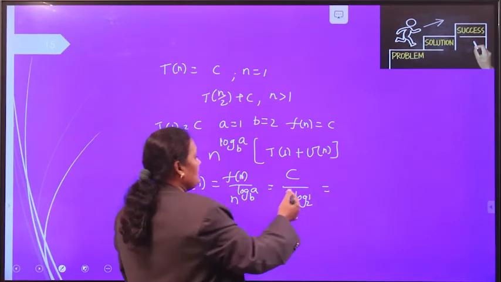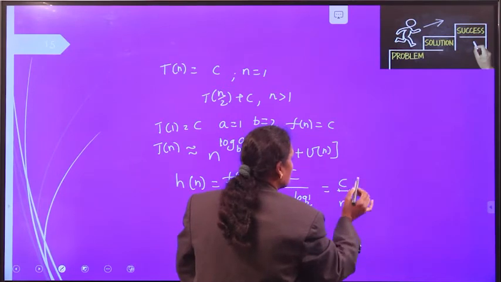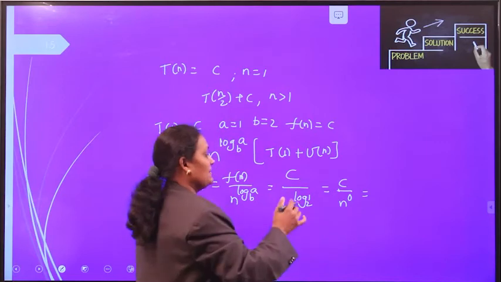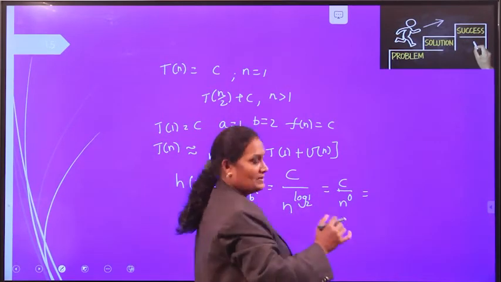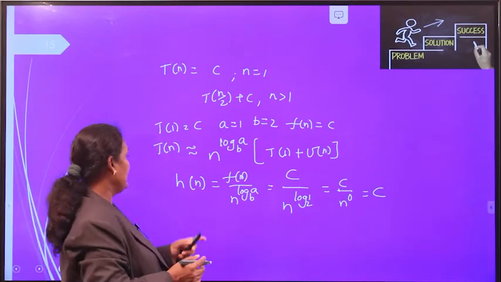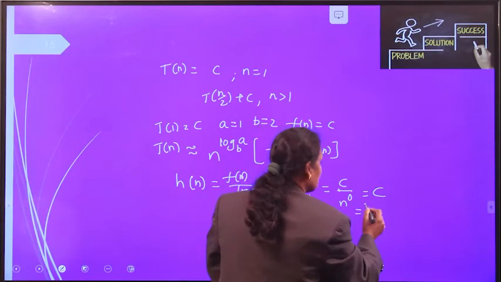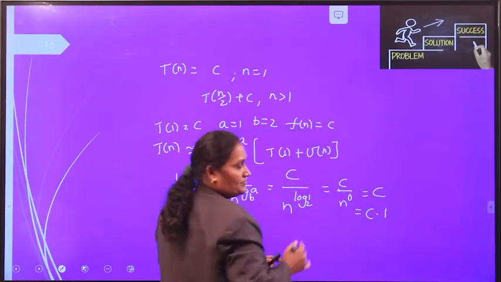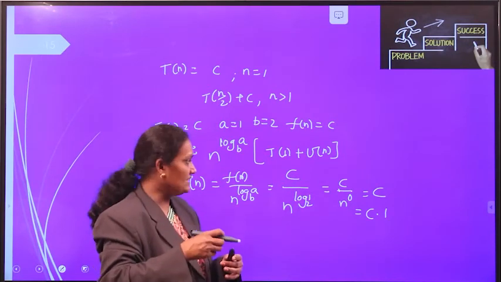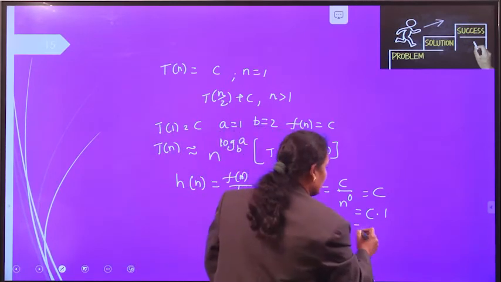That is C by n power 0. Here log 1 is 0, so C by n power 0. N power 0 means 1, so we will get C. H of n value is C. Now I am going to represent this as C into 1. It cannot change the value of H of n. If I multiply C with 1, it cannot change the H of n value. So I am representing that.